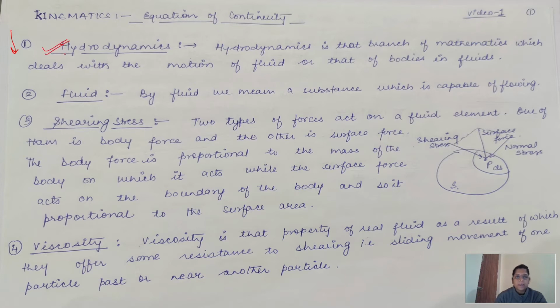First definition is hydrodynamics. Hydrodynamics or fluid dynamics, both are the same thing. Hydrodynamics is that branch of mathematics which deals with the motion of fluid or that of bodies in the fluid. That means it is the branch of mathematics in which we study the movement of the particles of the fluid, the state of the fluid, the motion of the fluid. If we study such particles of the fluid, such a subject is called hydrodynamics or fluid dynamics.